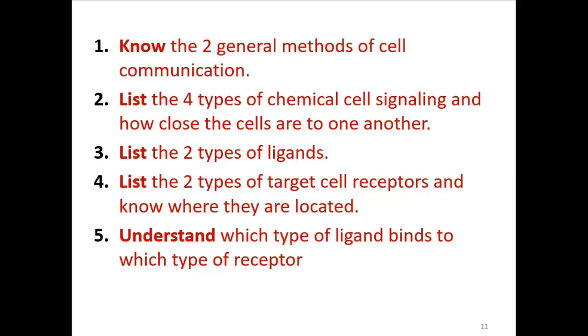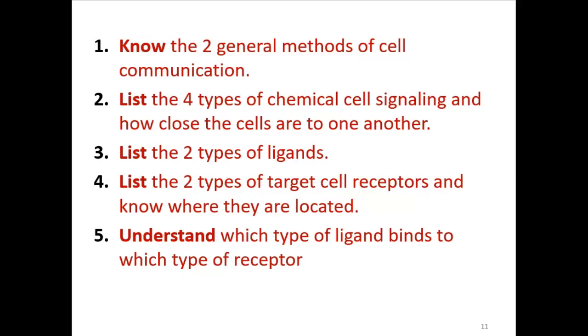You should know the 4 types of chemical cell signaling, meaning the pathways and how close the cells are to one another in each of the 4 types. So paracrine, autocrine, synaptic, and endocrine signaling. And then number 3, you should be able to list the 2 types of ligands, either hydrophilic or hydrophobic, and how that dictates whether or not it can get across the membrane.